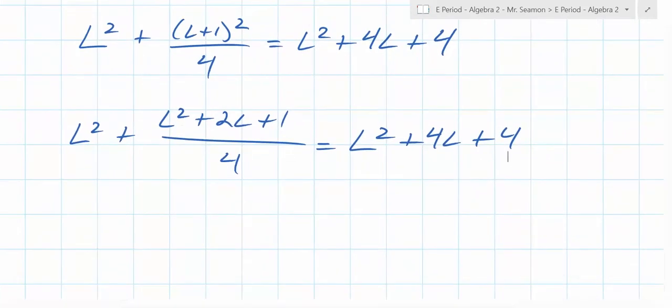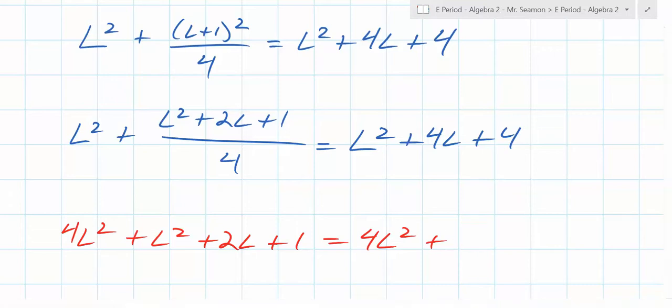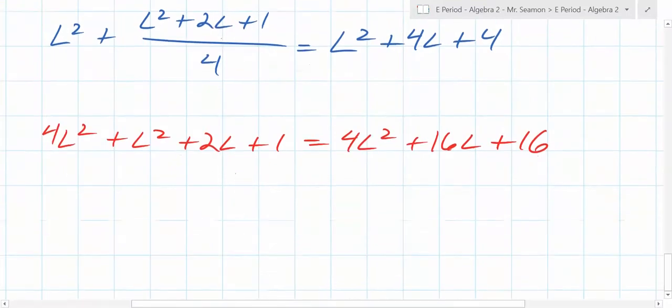Now, this is what I would do at this point if I was going to write this in standard form. Do you really like to stay with fractions if you can? No. So what could I multiply everything by? So if you do that, you end up with 4L squared plus L squared plus 2L plus 1 equals 4L squared plus, it's not 8, what is it? 16L plus, now we just have to combine some things.